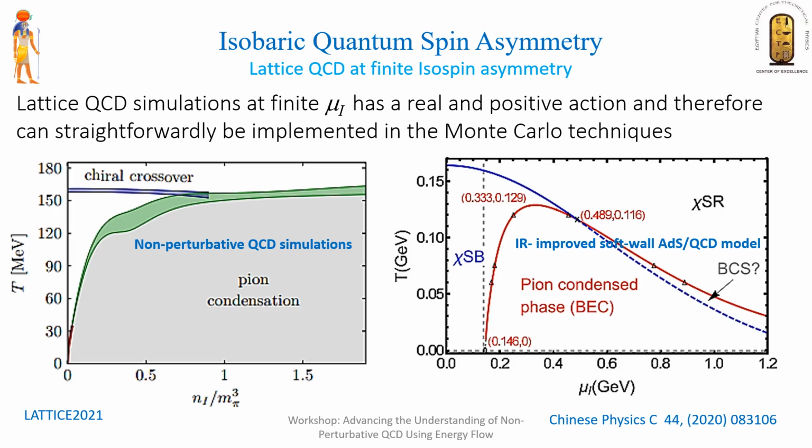non-perturbative QCD simulation. At finite isospin chemical potential, we have a kind of phase diagram here, and we also show where the pion condensation dominates. On the right hand side, we have a so-called IR improved AdS QCD model. Even in this model, we can see a similar kind of phase diagram, where people have plotted the temperature T versus the isospin chemical potential.